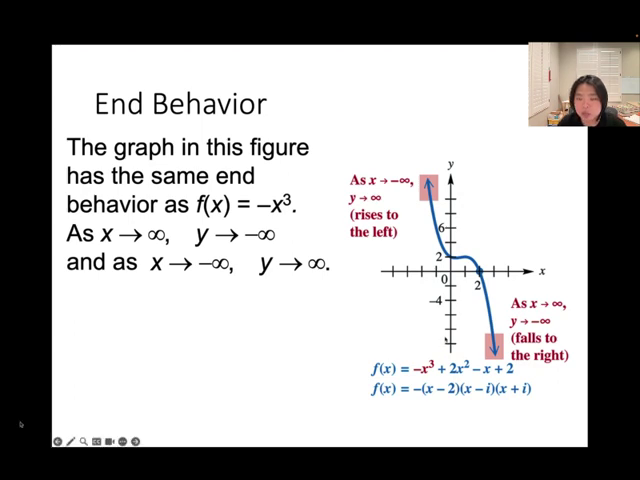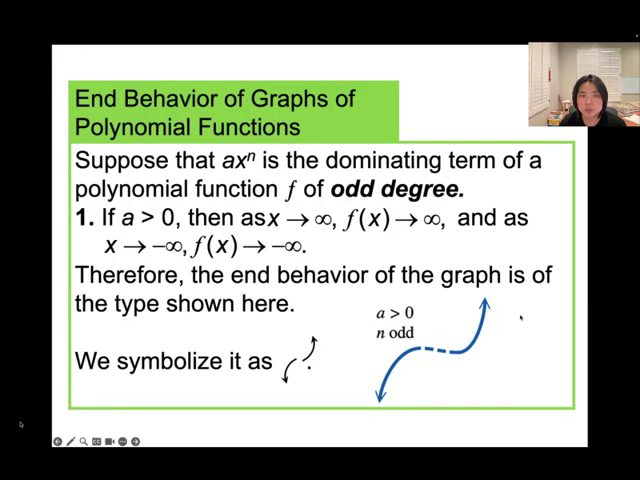And this one, we do have a negative, so it's reflected across the y-axis. This time, we will have a rise to the left and fall to the right. Keep in mind that when a is greater than 0 and n is an odd number, the graph looks like that one. You still see the dots here, which means you need to figure out the zeros.